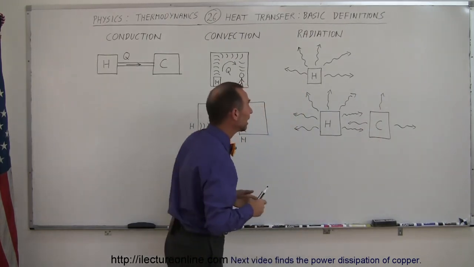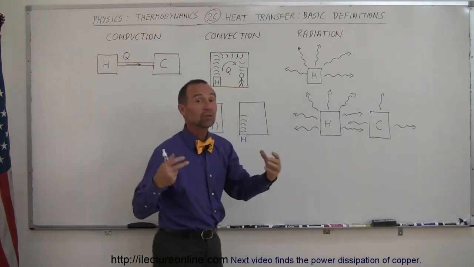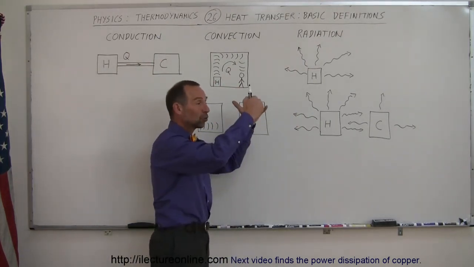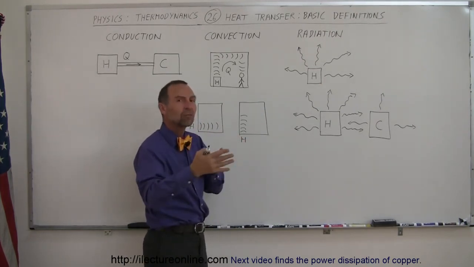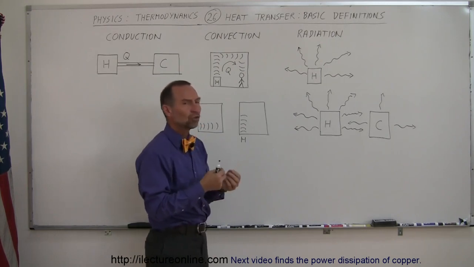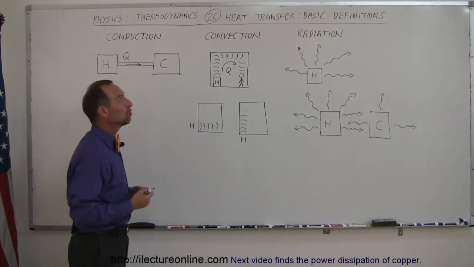And again, as you will see in all three methods, conduction, convection, or radiation, heat will be transferred in such a way that hot objects will tend to cool down and cold objects tend to heat up until everything tends to be in thermal equilibrium. So that's usually the end result, or at least the end goal in nature, of heat transfer.